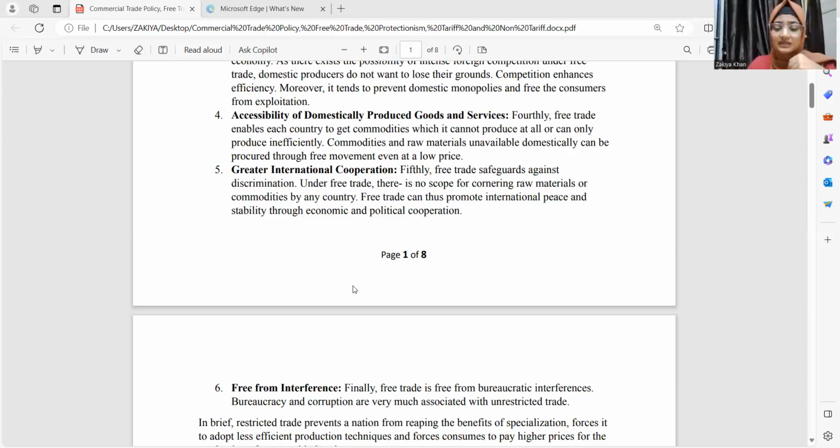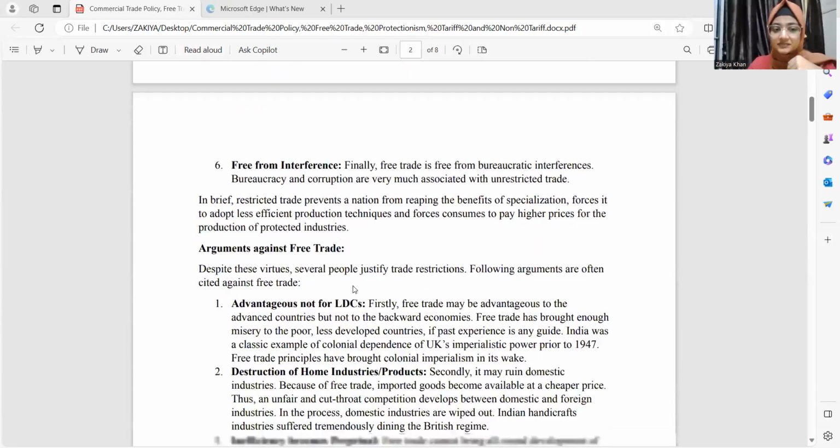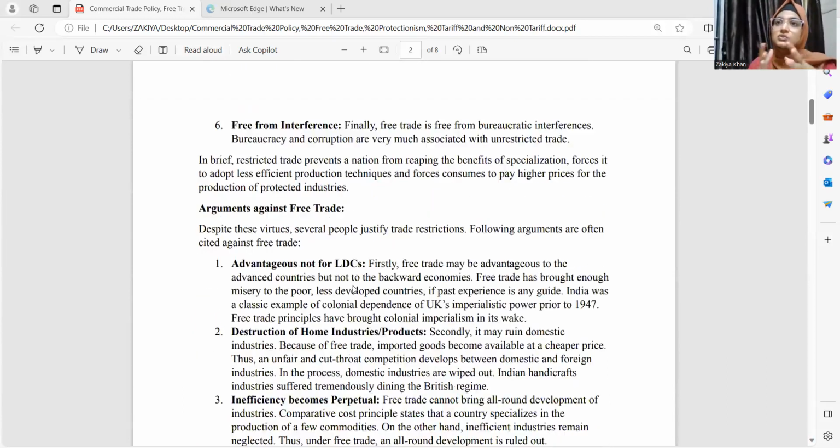Next, we have freedom from interference. When there are no such rules or policies, the bureaucracy or the corruption really sticks its nose out of the business whenever trade is the topic. So interference really steps out when you talk about free trade.